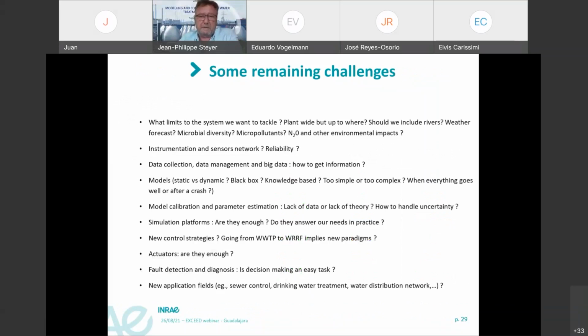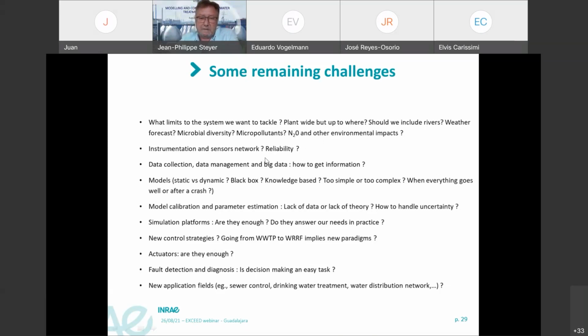There are some still remaining questions and many, many challenges. Some examples here. What are the limits of the system we want to tackle? Is it plant-wide? For sure, it has to be plant-wide, but up to where? Should we include rivers, because water goes to rivers? Should we include weather forecast, because rain will impact what you get at the plant? Should we include microbial diversity? Should we include micropollutants, some environmental impacts like N2O emissions?